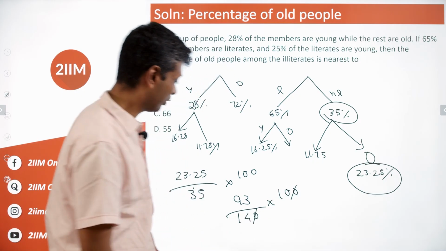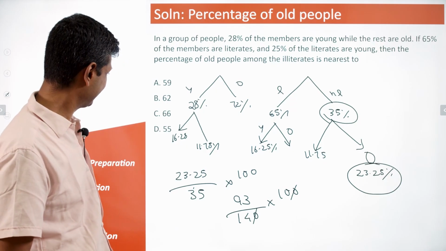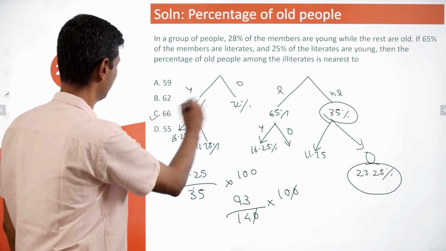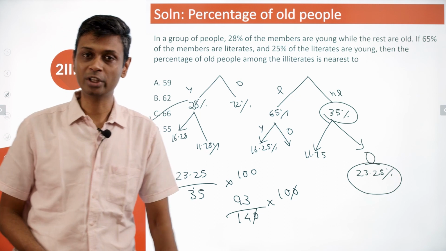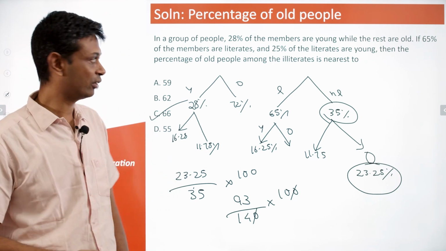So 930 by 14, whatever that is, it is 66. I will take a guess at 66. 930 by 14 should be 66 point something. That's the answer we're looking for.